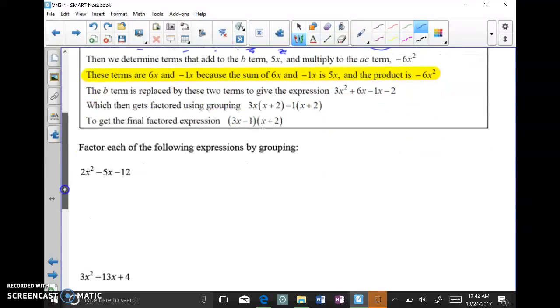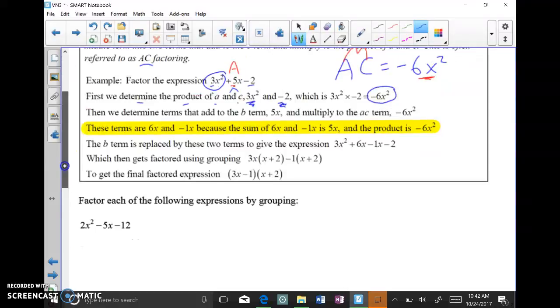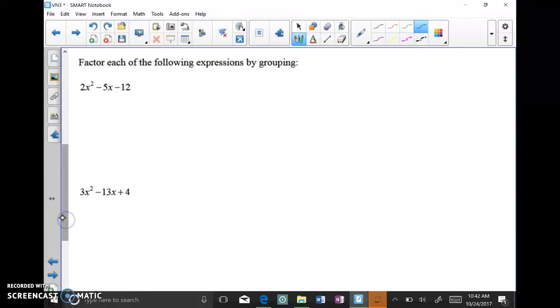All right, so let me do a few, start to finish. So the first thing you do for these questions is you want to determine what is AC. And just write that off to the side. What is AC? So write AC equals, and that's your first term times your last term. So 2 times negative 12 is negative 24. And x squared stays x squared.